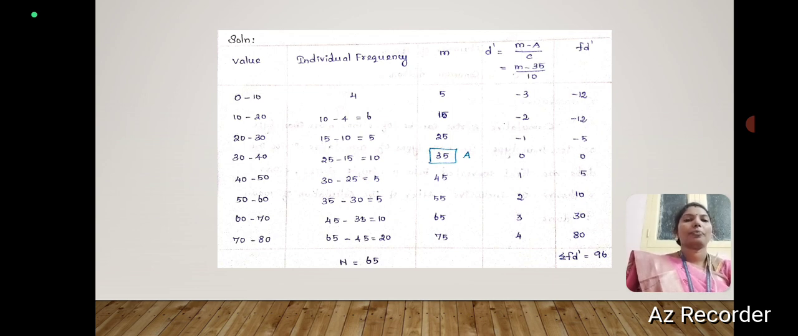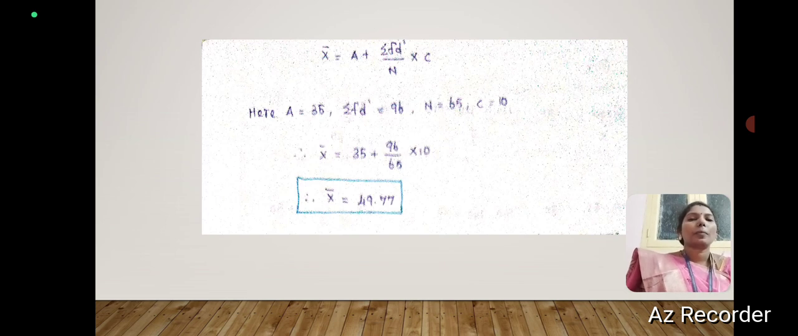96, and the formula is x bar equal to a plus summation f d dash divided by n, into c. Here a equals 35, summation f d dash equals 96, n equals 65, c equals 10. Applying the formula, we get x bar equal to 49.77.